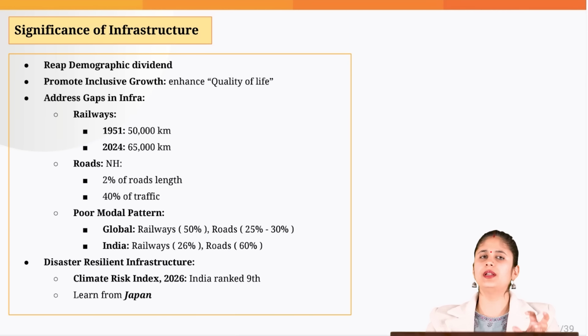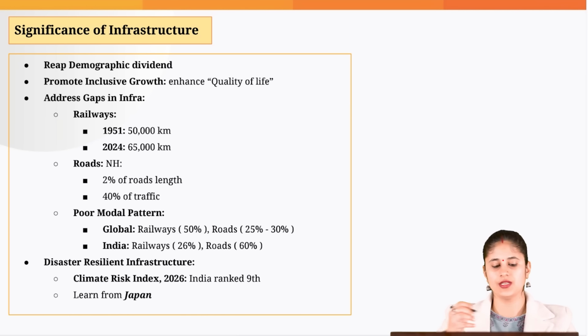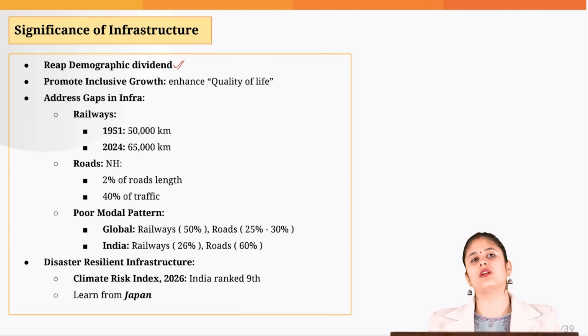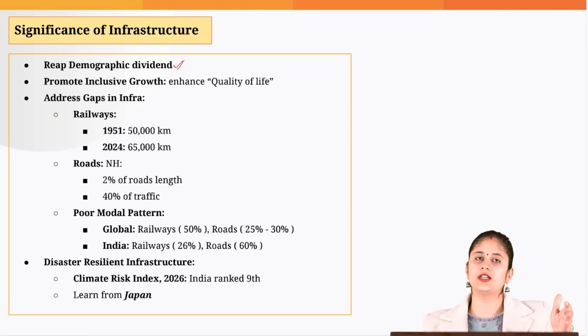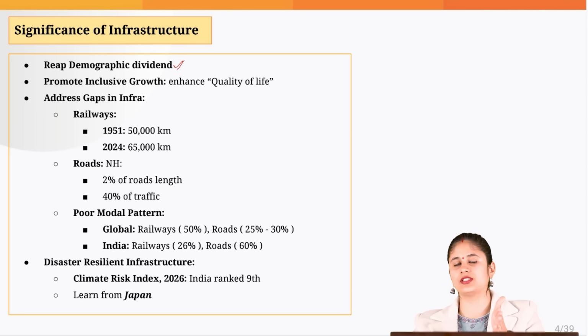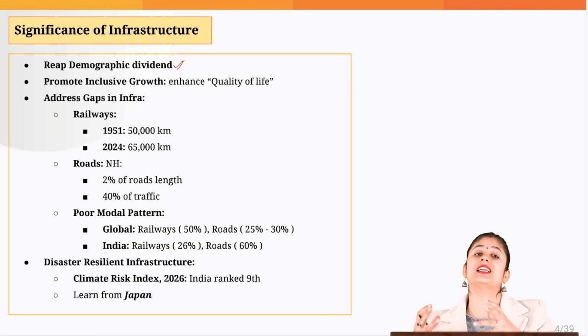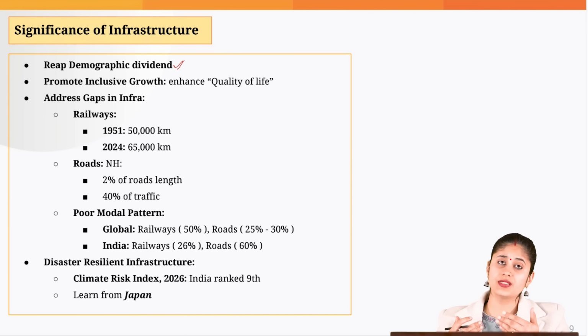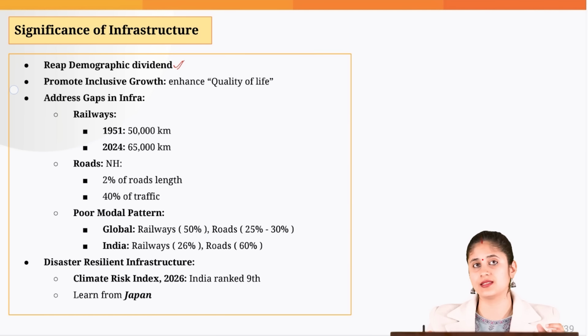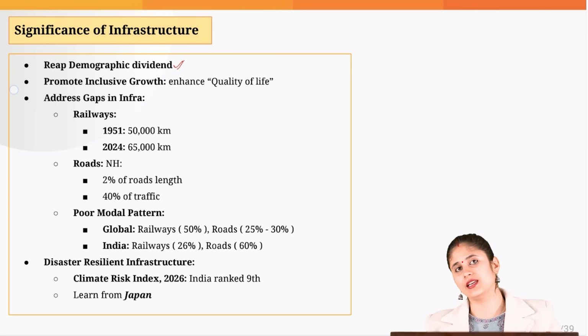Now, another reason why we should invest in infrastructure is to reap the benefits of the demographic dividend. As I told you, if the government invests in infrastructure, what happens? We create more and more job opportunities in the construction sector. And the construction sector has a high employment elasticity. It is emerging as one of the largest employers after agriculture.